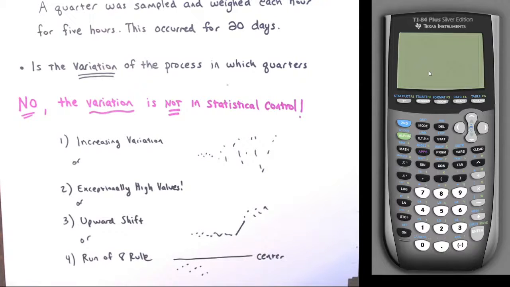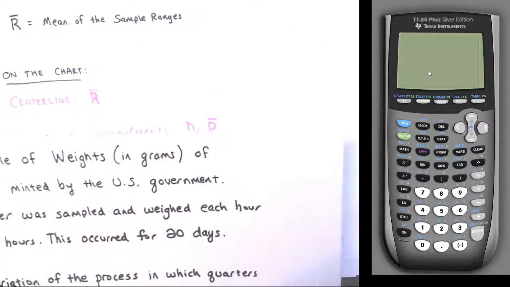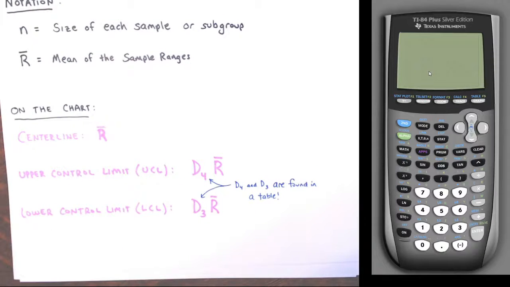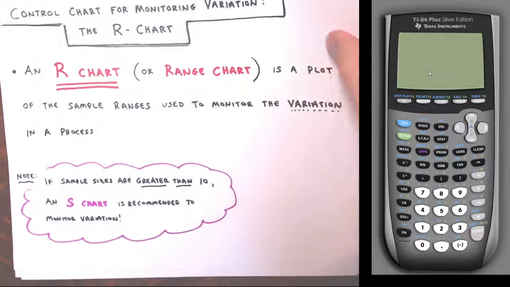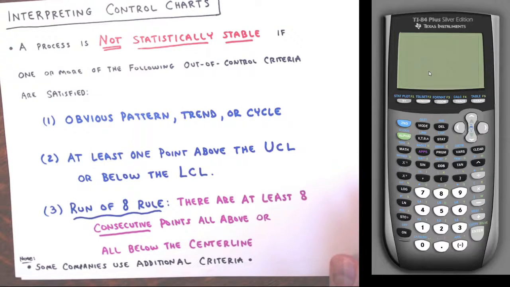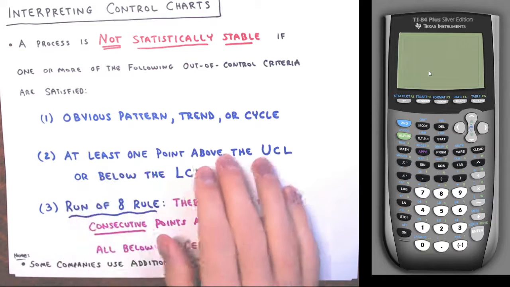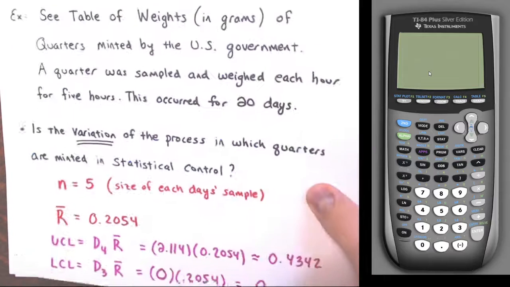All right. Okay, so there is an example. Again, hopefully you see what to look out for. There's an example of an R chart, how you do calculations for the upper control limit and lower control limit using tables, and again, what to look out for. Is there an obvious pattern or trend? Is there that upward shift, downward shift? Is it always increasing, always decreasing? Are there points that are too high or too low? Are there these runs of 8 all below or all above the center line? Just lots of stuff to keep in mind.